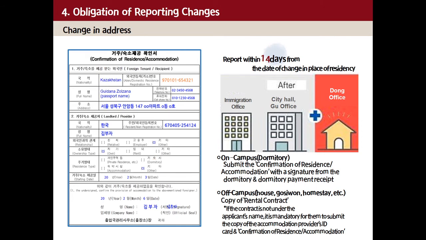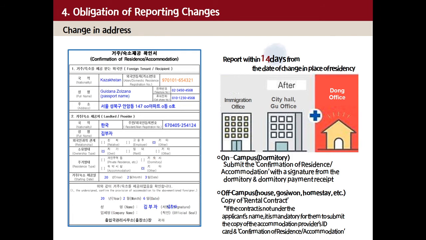If you move to another place in Korea, that means your place of residency changed. You can report this change, and you should, within 14 days to the immigration office or the school office. If you live on campus in a dormitory, you are to submit the confirmation of residence or accommodation form with a signature from your dormitory and a payment received.